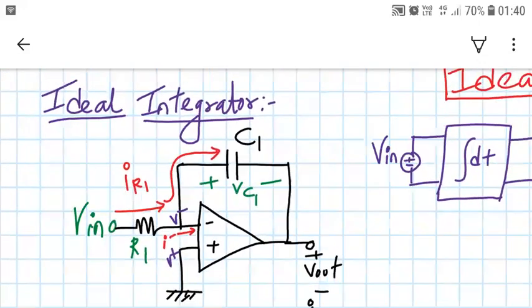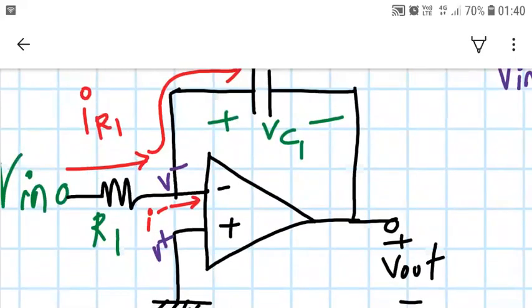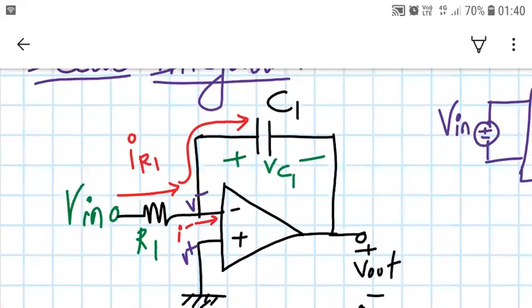So this is my diagram for the ideal integrator. We have V in, resistor R1, and in place of the feedback resistor we have a feedback capacitor, C1. Let us consider the voltage across this capacitor as VC1, and the current flowing into the op-amp, I minus, is almost zero because of the high input impedance of the op-amp. We have marked V minus and V plus as the inverting and non-inverting voltages, and the current flowing through the resistor R1 we have called IR1. So let us proceed with this analysis now.